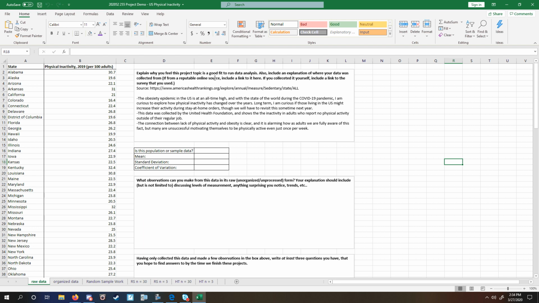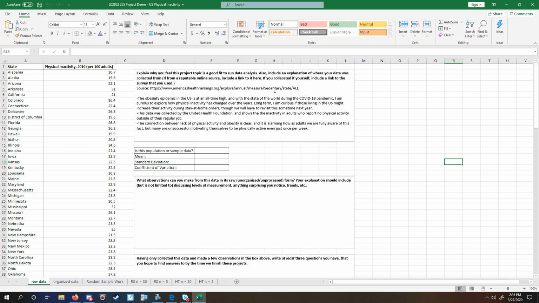You'll see that in the first box, I've asked, why is this going to be a good fit for a data analysis? I gave a couple of very specific reasons, including the obesity epidemic in the US being at an all-time high, and then, of course, COVID-19 currently being in the peak of its pandemic here in the US while this video is being recorded. I was curious how physical inactivity will change this year, probably even more than ever before. As a follow-up to this project, maybe a year or two from now, I can look back and see how the inactivity rates might have changed during this pandemic, and of course, other things.